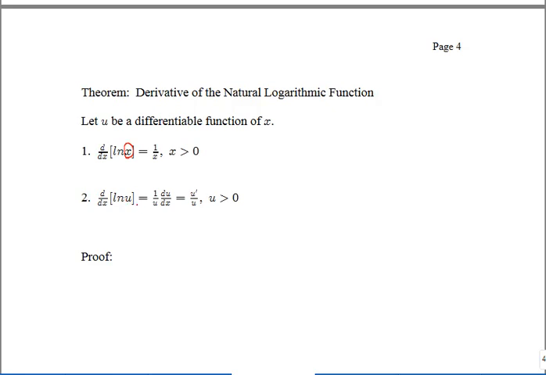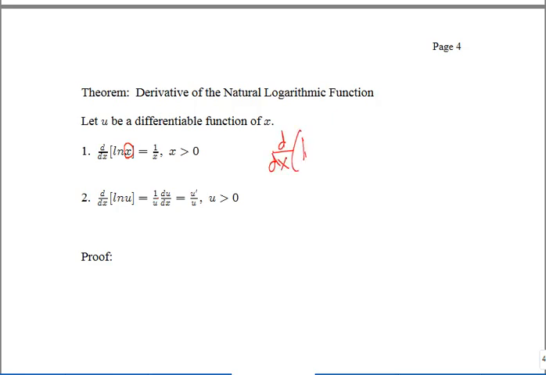Then the chain rule says that the derivative will be 1 over that u, just like we had 1 over that x, but then you multiply that by the derivative of whatever that u is. So u prime over u, or 1 over u times du dx. Now if you like my layman's terms, then this is what it would look like.